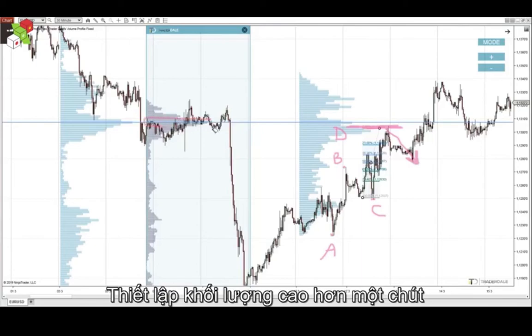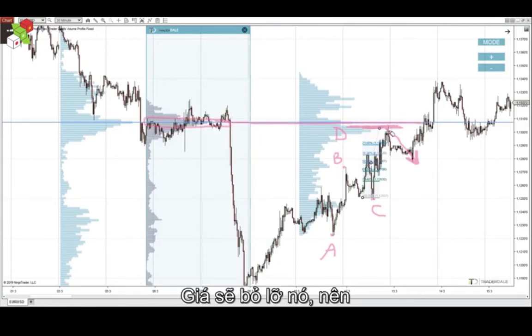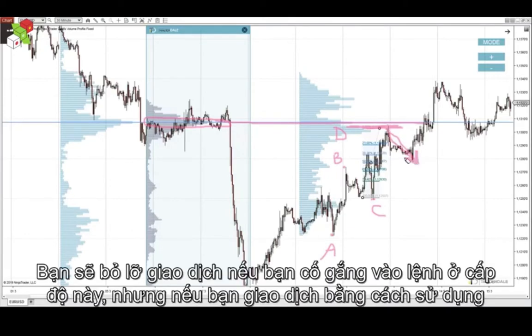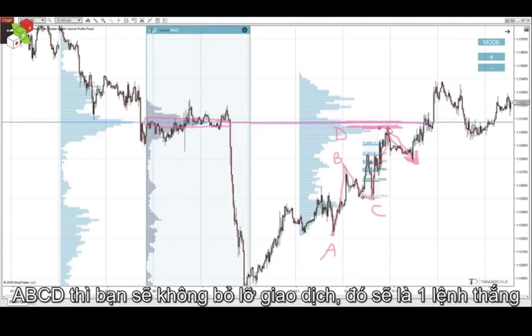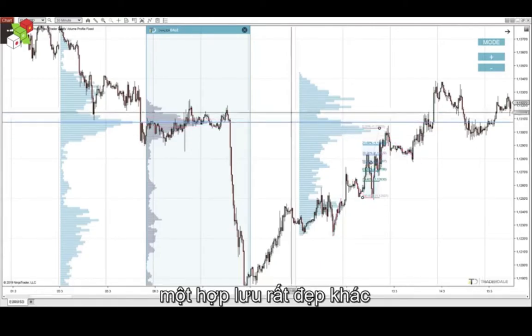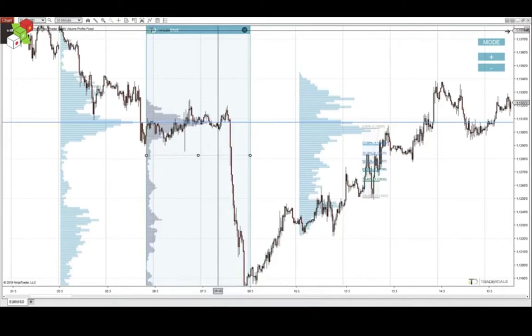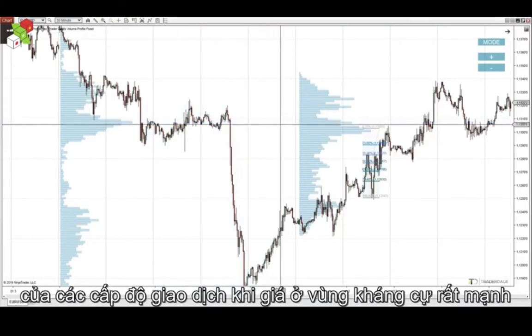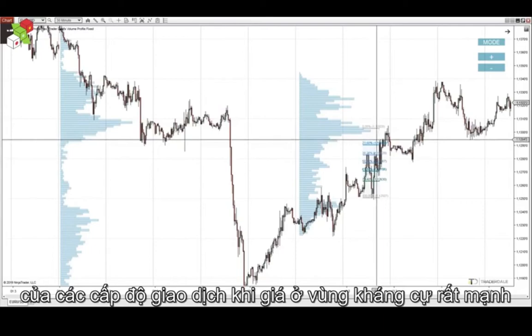The volume setup is a little bit higher, the price would miss it. So you would miss the trade if you tried to enter at this level, but if you are trading using the ABCD, then you wouldn't miss the trade. You would have a winner from there. Alright, so another very nice confluence of the trading levels, pointing us to a very strong resistance zone.